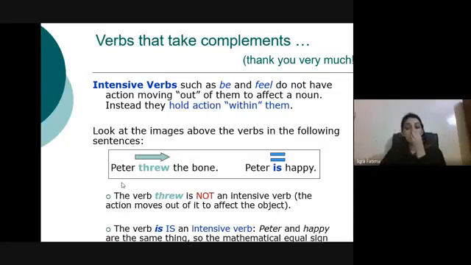But if we talk about Peter is happy, Ali is intelligent, so happy and intelligent are the complement on the subject, on Peter, on Ali. And is is not an action. Is an intensive verb that is holding Peter and happy, linking the word happy, the complement, with the subject. So this is the difference between the object and the complement, and you can understand this difference if you understand the difference between intensive verbs and action verbs.